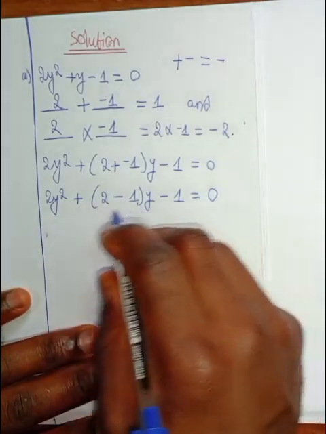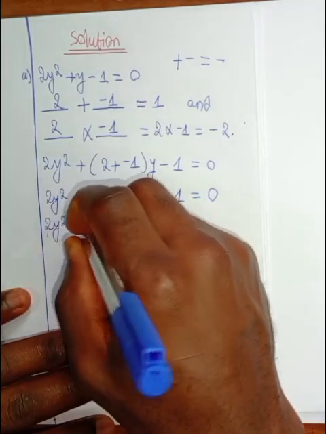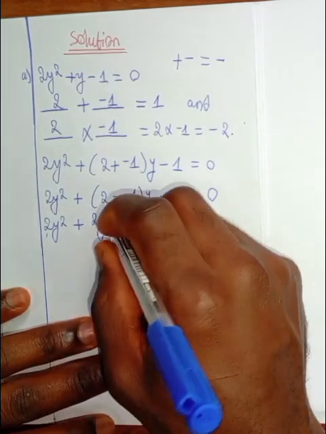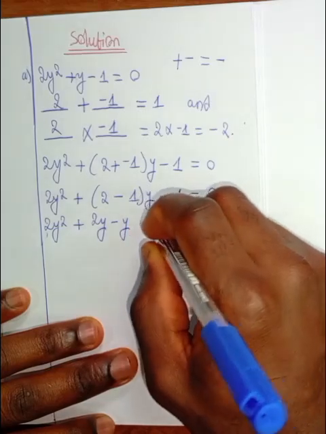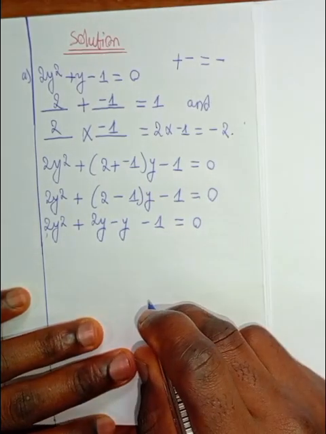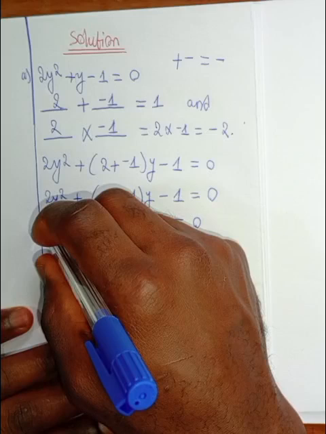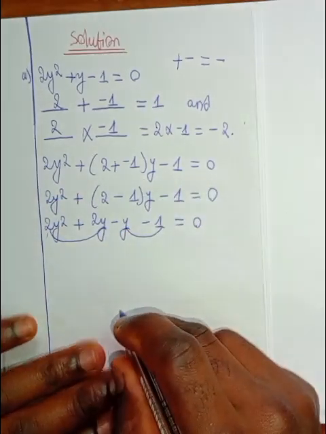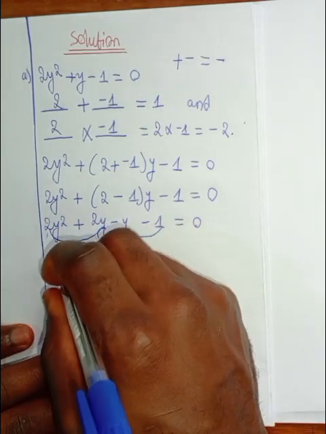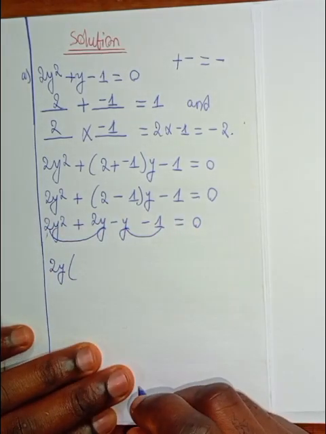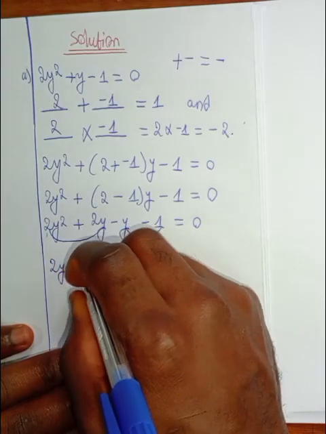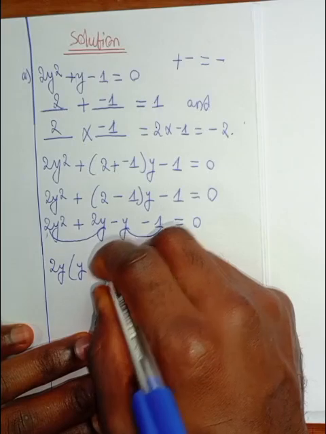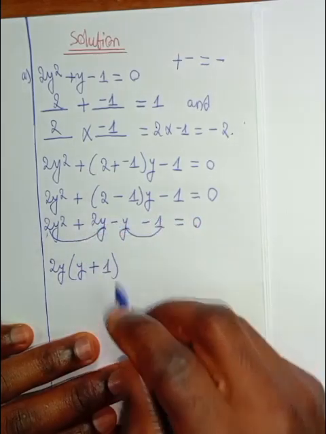The next step, we are going to expand this bracket. This will give us 2y squared plus 2 times y gives us 2y. Negative 1 times y gives us negative y minus 1 is equal to 0. Next, we are going to factorize this pair. Then we factorize this other pair. Looking at the first pair, 2y is common. We are going to factor out 2y. 2y times y gives us 2y squared plus 2y times 1 gives us 2y.